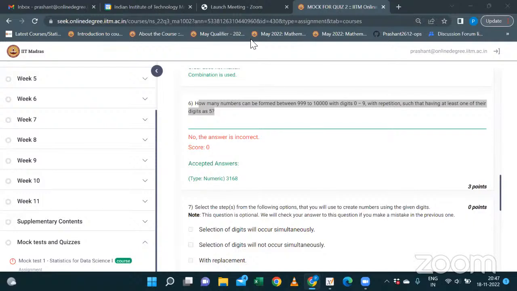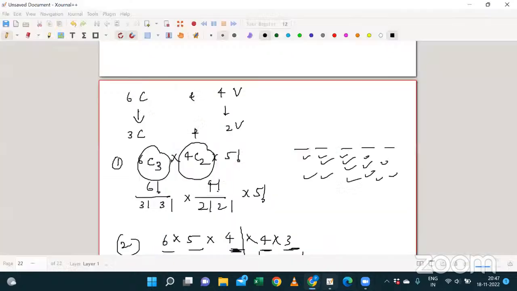Please make us understand the 6th question too. What question number 6 is saying: how many words can be formed between 999 and 10,000 with digits 0 to 9 with repetition, meaning I can repeat the digits, such that at least one of their digits is 5? I have to make the numbers.